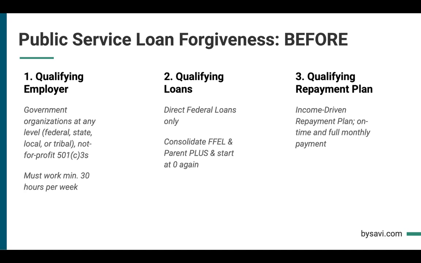So to understand what changes were made and instituted, I think it's first helpful to start with an understanding of public service loan forgiveness before. And what we mean by before is before that limited waiver went into effect, right? So this is the original rules of the program and why it failed so many borrowers.